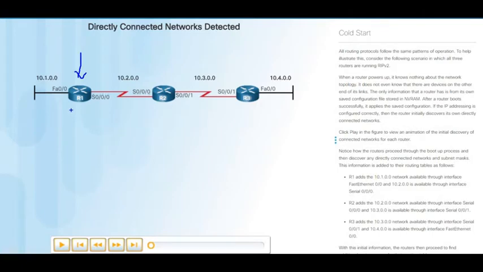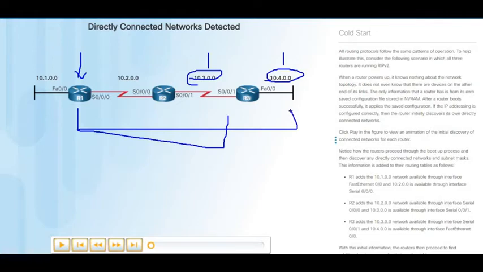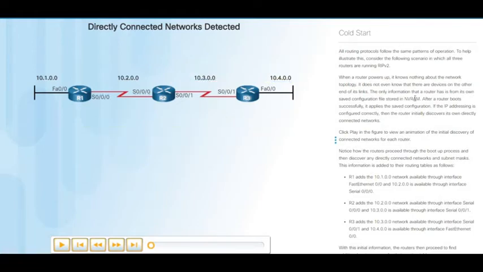Alright, so we have R1 remote networks. Yeah, correct, you have the 3.0 and then the 4.0. These are considered remote networks to R1, so you're going to need a certain routing protocol in order for R1 to reach those networks. Now if you're going to follow the same procedure for R2, how many remote networks do you have?